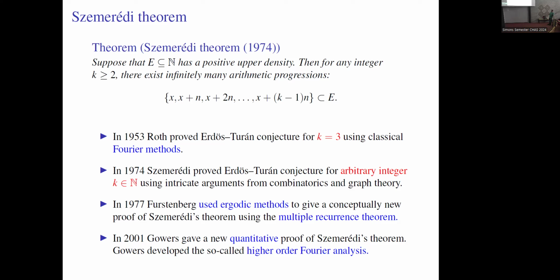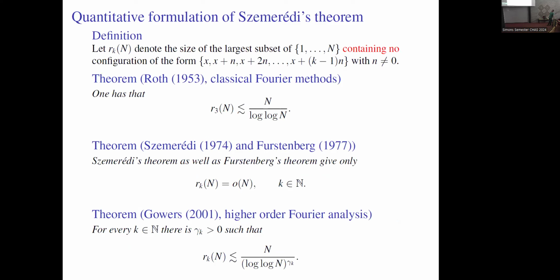Okay, so let me now tell you what is the quantified version of Szemerédi. In order to formulate this quantified version, we have to introduce the following function R_k(n), which denotes the size of the largest subset of the first n integers that contains no arithmetic progressions of length k. In other words, this is the largest subset which does not have this configuration.